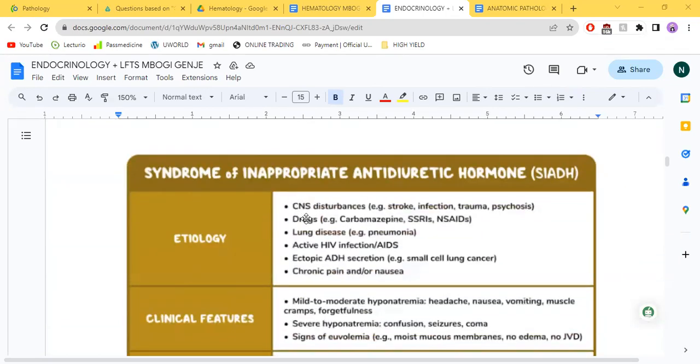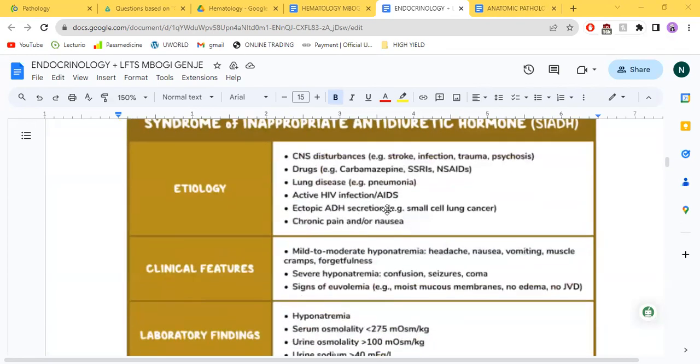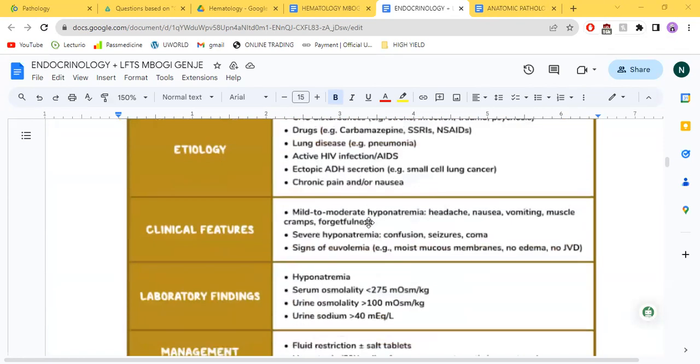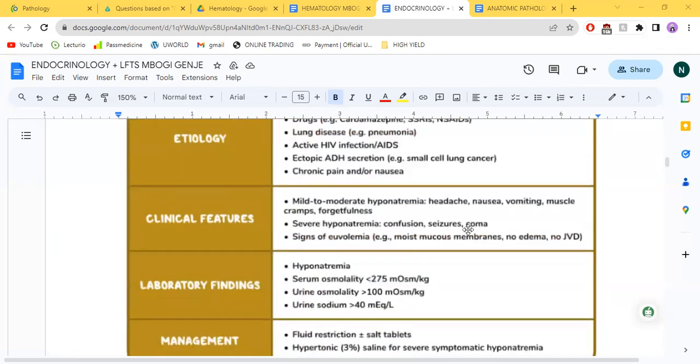Etiology, so we have CNS, we mentioned drugs, lung diseases, active HIV, ectopic ADH, which I mentioned, small cell lung cancer, chronic pain or nausea. Clinical features, I think we mentioned it. Then signs of euvolemia, you see I said no edema, moist mucous membrane, no jugular venous distension.